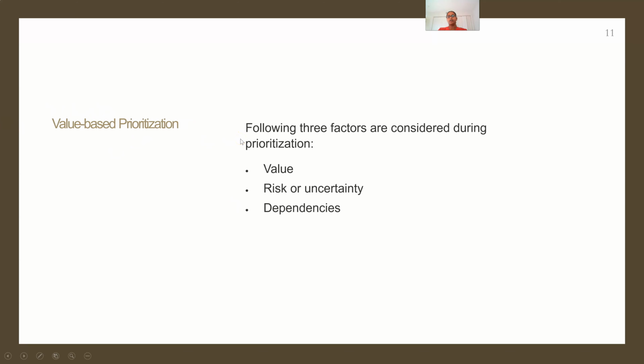Again, you can see 4 different quadrants which we have come across, I'm sure. The first one is urgent and important, then urgent and not important, not urgent and not important, and important but not urgent. So based on this prioritization, a project team can choose the tasks.